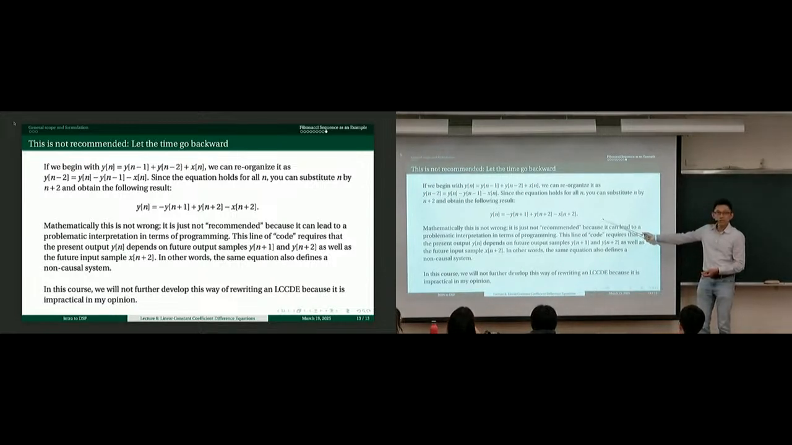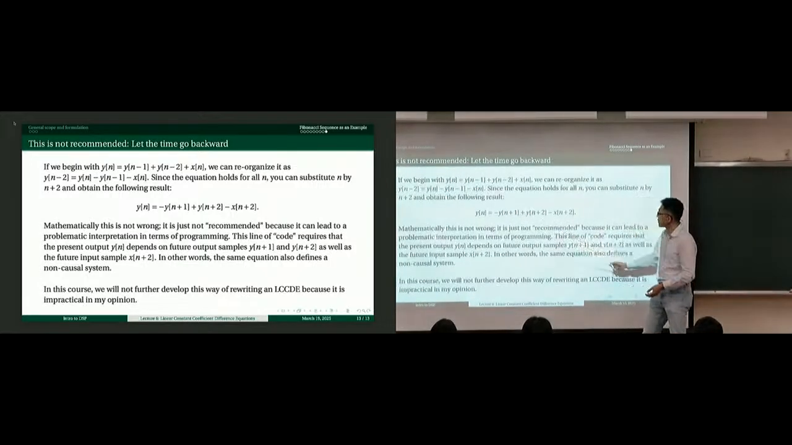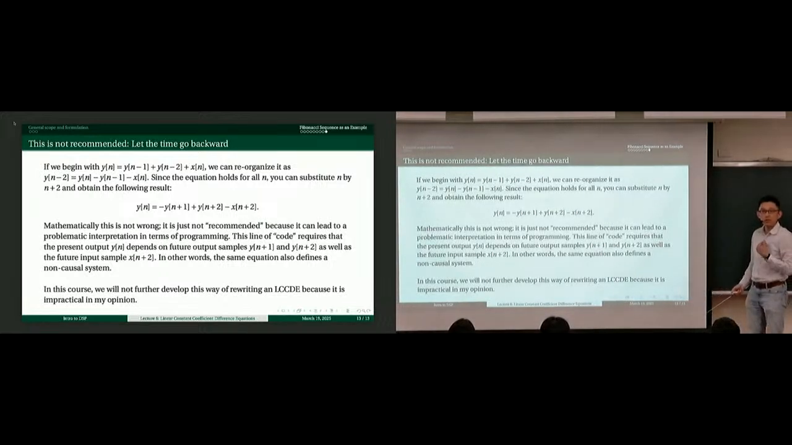You see what I'm saying? So this means that in order to calculate y of n, we need future information. Because y of n plus 1 and y of n plus 2 have not yet happened. It's in the future. So in a way, to implement this line of code, you need the time to go backward. And this is something that I do not recommend you to think further about, okay? Because time just does not go backward.